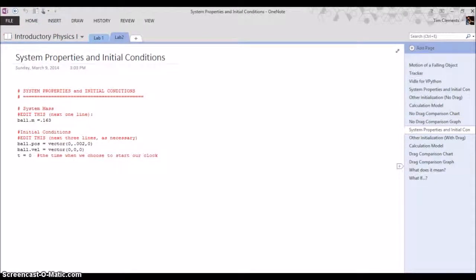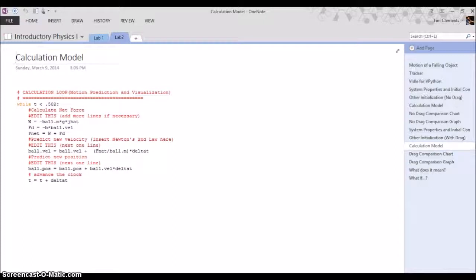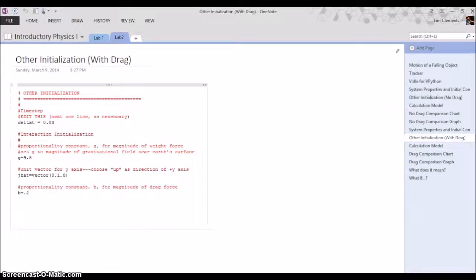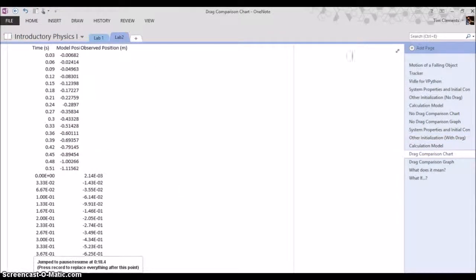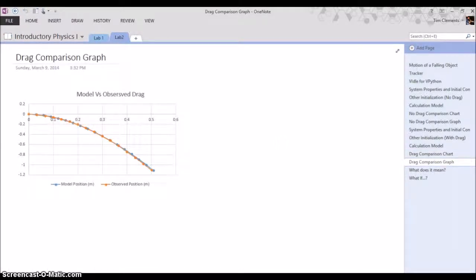If we were to include drag force into our model, the System Properties and Initial Conditions portion of the model would not change. Neither would the while loop. All that would need to change would be the B, the proportionality constant for the magnitude of drag force. With it being equal to 0.2, we get a chart that looks like this, and a graph that looks like this, which is similar to the original observed position.